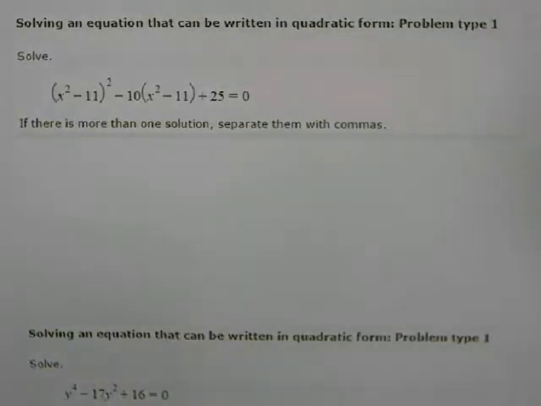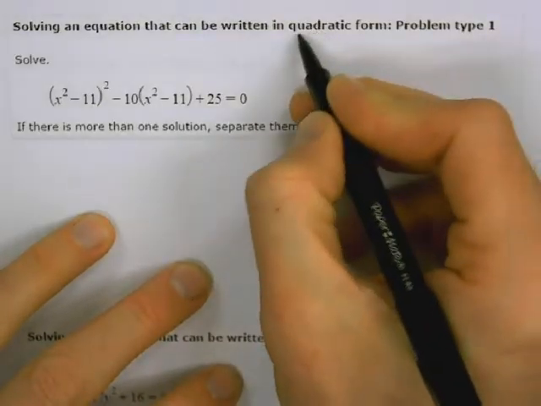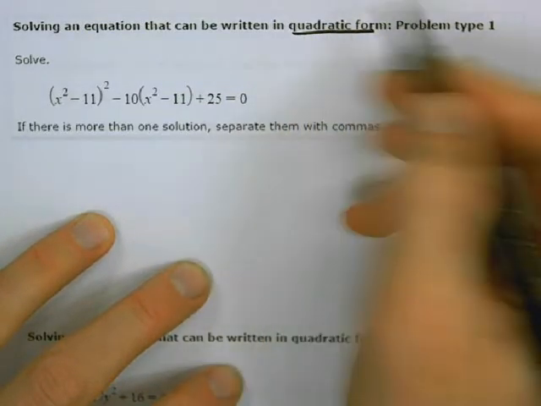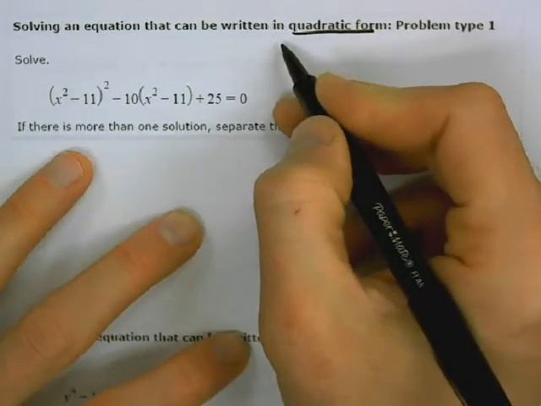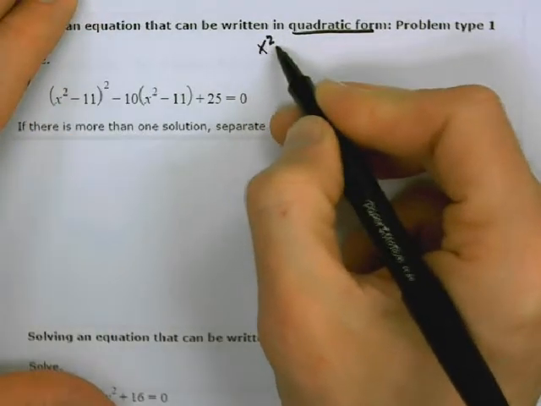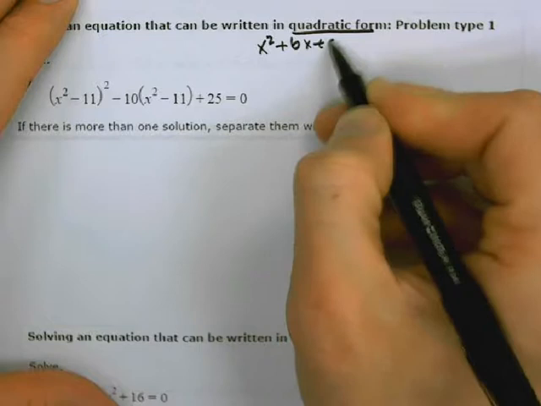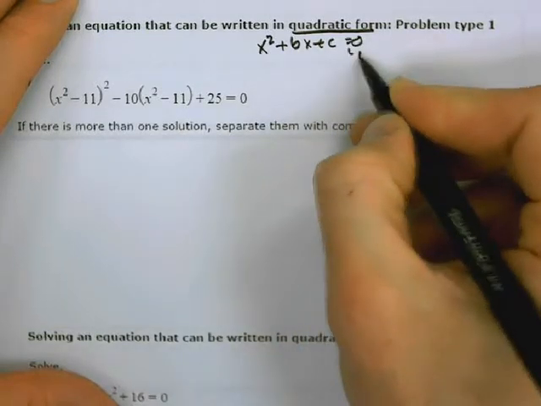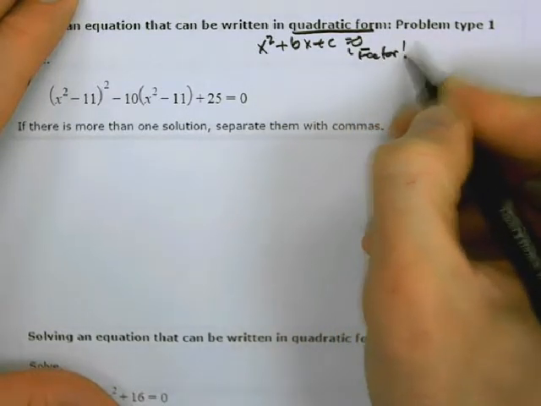So, solving an equation that can be written in quadratic form, problem type 1. I have two different examples in this video that I'm going to show you, and the key is for all of these problems, it can be written like a quadratic equation, meaning you can try to write these problems in the form of x squared plus bx plus c equals 0, and then try to factor.